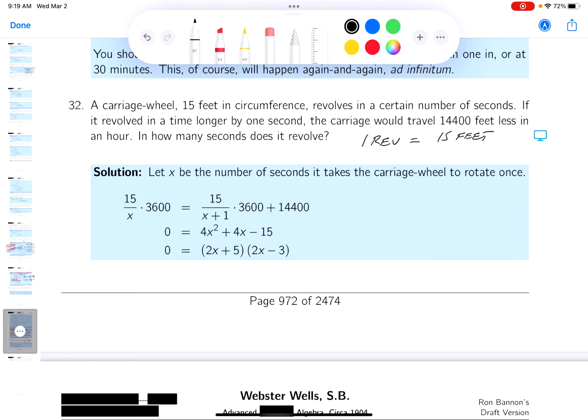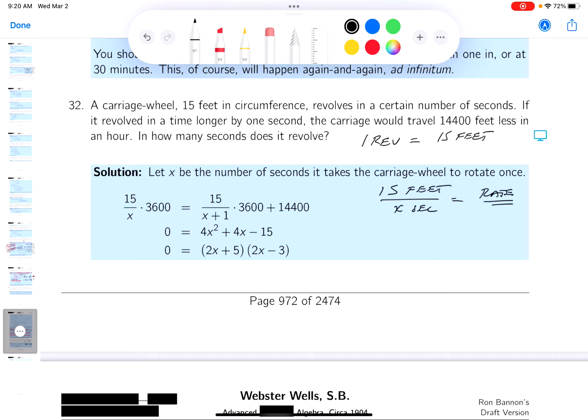All right? Now, the rate of that, I don't know because it says over here a certain number of seconds. So I'm going to say it does 15 feet every X seconds. I just don't know what it is. And this is what's known as the rate. All right, 15 feet every X seconds. 1 second, it would do 15 feet, 2 seconds, 30 feet, and so on.